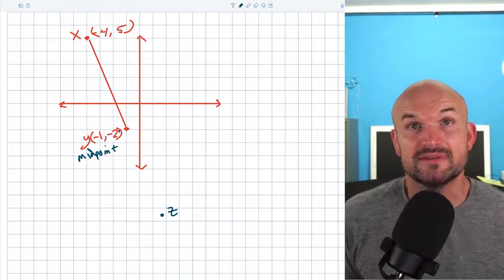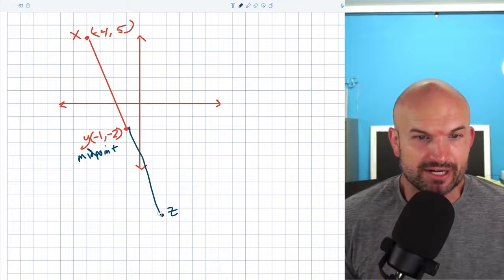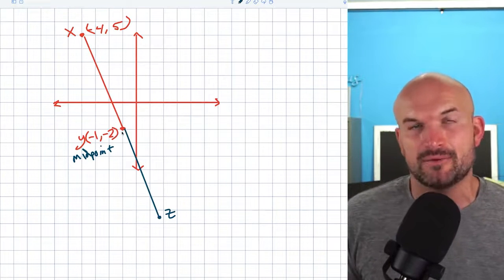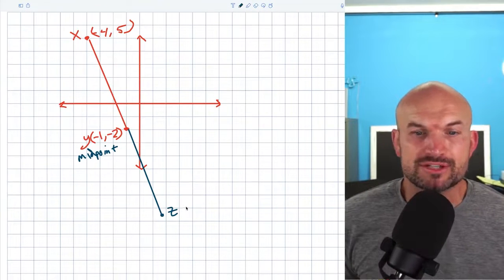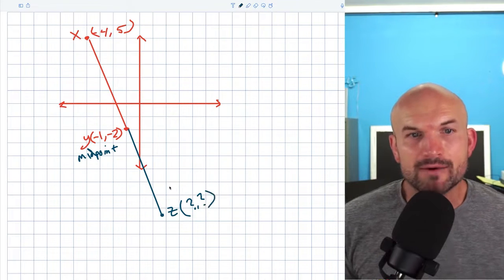Now, it's important to remember that the midpoint is exactly in the middle between x and z. So I'm not going to be exactly perfect here, but I'm going to try to do my best to represent that. You can see that it kind of looks like it's in the middle, right? It's pretty close. Now, what we want to be able to do in this problem is find these x and y coordinates. So how do we go about doing that?